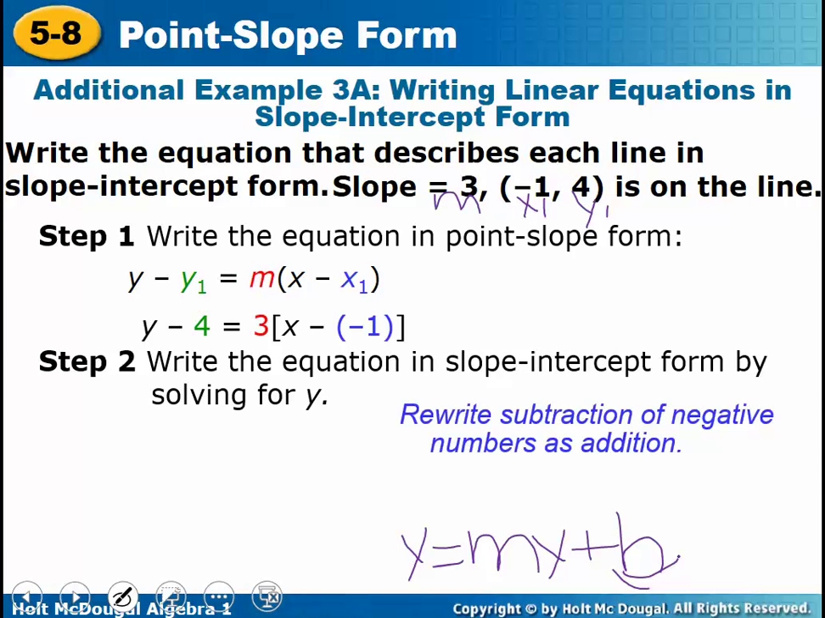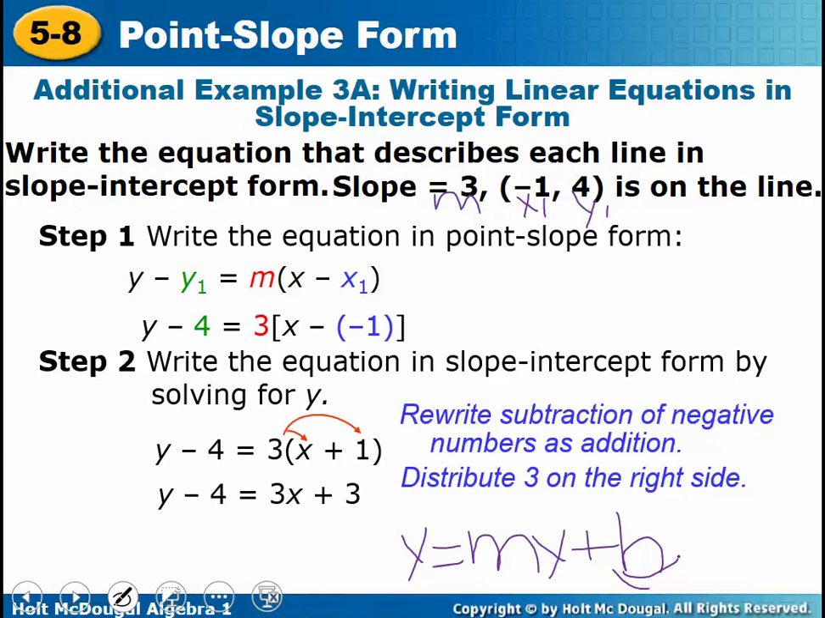So simplify the right side, that x minus -1 is the same as x plus 1. Then do the distributive property, and you get 3 times x is 3x, and 3 times 1 is 3. And then the last thing we have to do is add 4 to both sides, and we get our answer in slope-intercept form, y equals 3x plus 7, where m is the slope and b is the y-intercept.